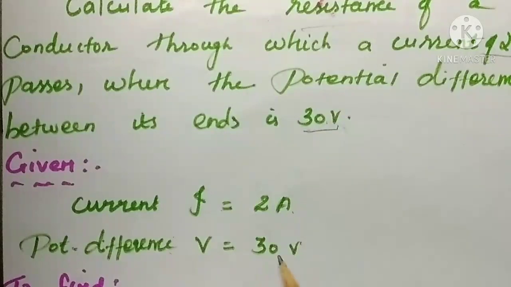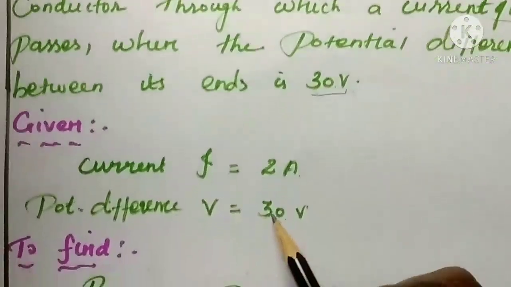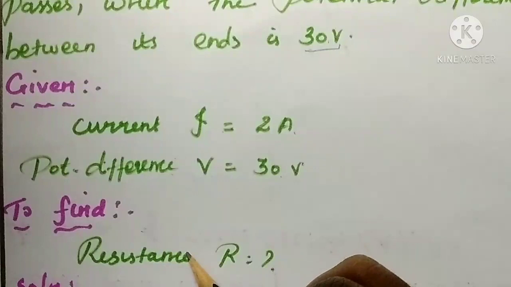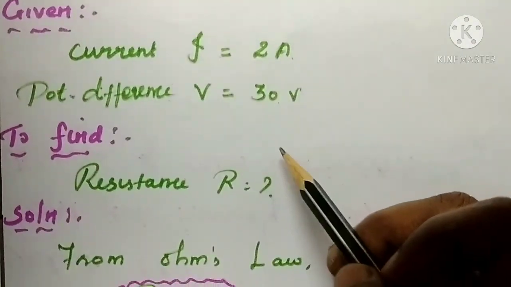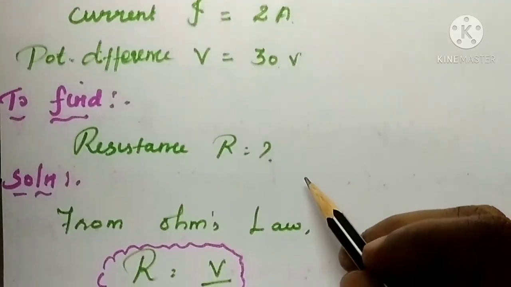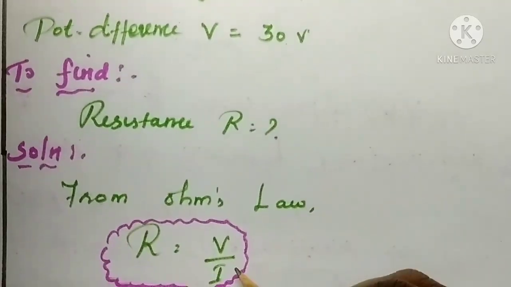Potential difference V is equal to 30 volt. And what we are going to find? Yes, resistance R. So what's the Ohm's law formula? Do you remember? R is equal to V by I. Potential difference by current. R is equal to V by I. You have to substitute all these values and we can get the resistance value.